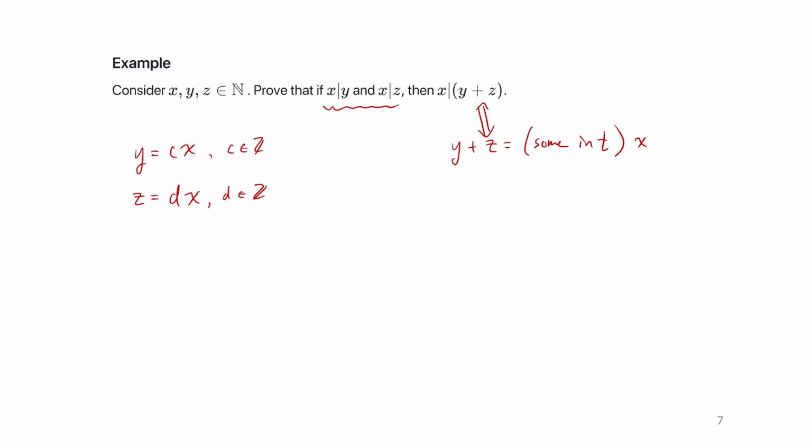Is that clear? Okay? And so what can we do? Well, we can add the two equations that we have. So we add y plus z, and on the right-hand side, we have cx plus dx. But we can factor out the x, and we have c plus d times x.